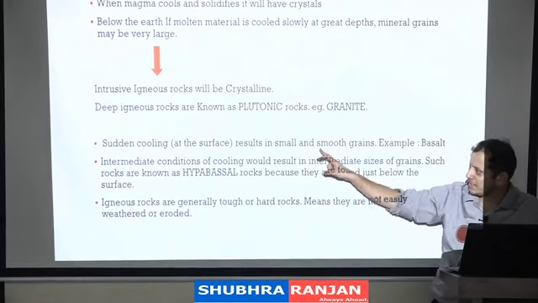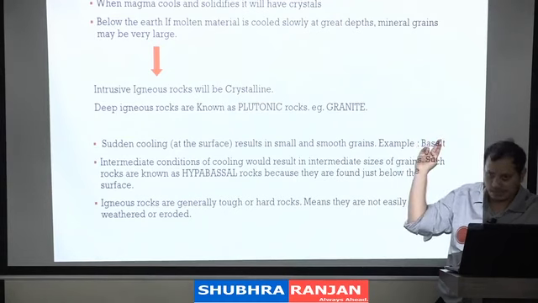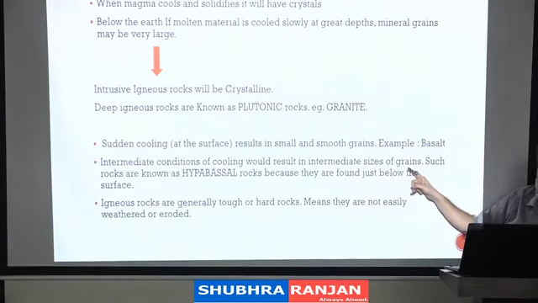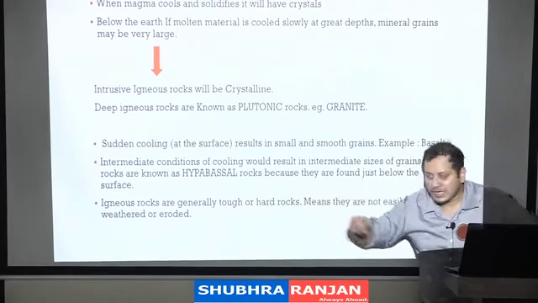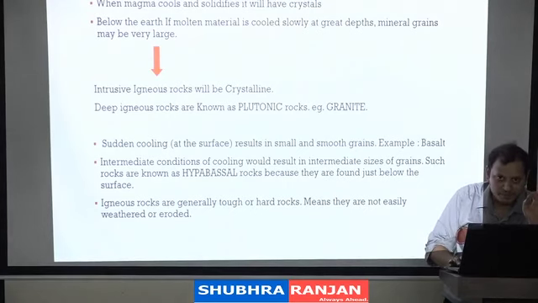Sudden cooling at the surface results in small and smooth grains. Example is basalt. Intermediate cooling would result in intermediate size of the grains. Such rocks are known as hypabyssal. They are not easily eroded or weathered. Fine with this?